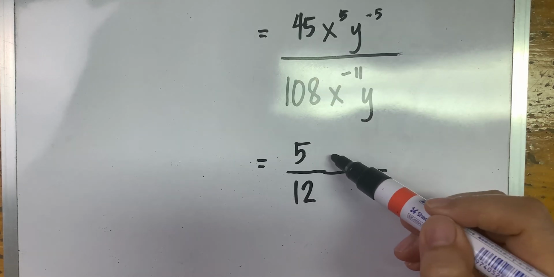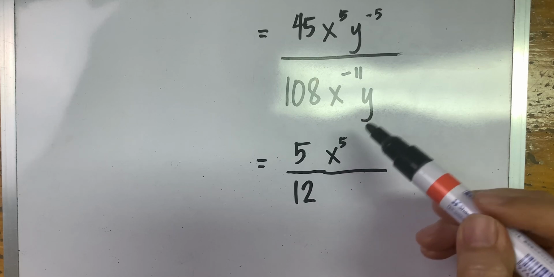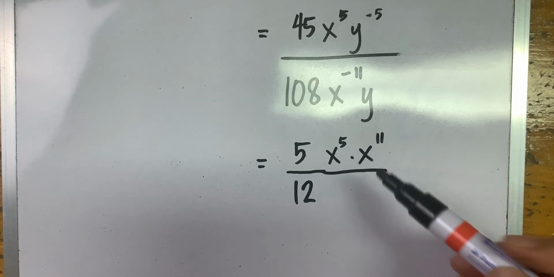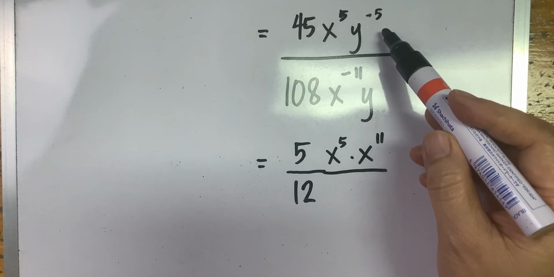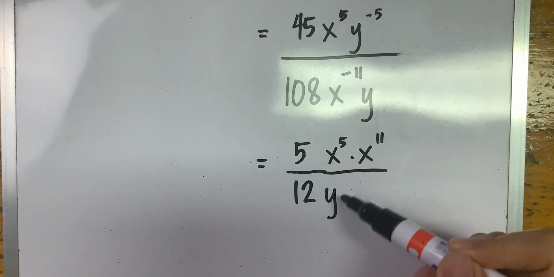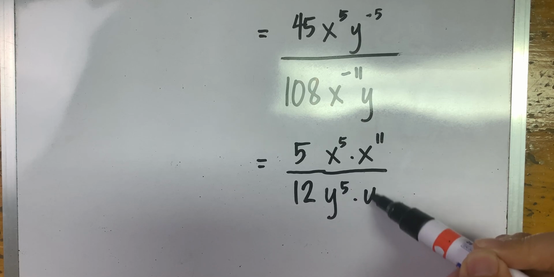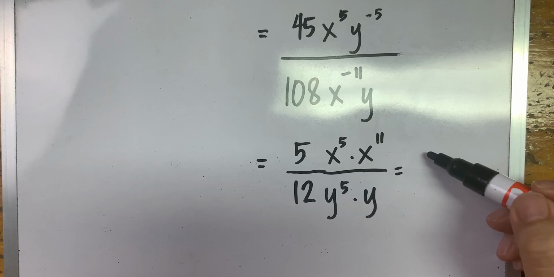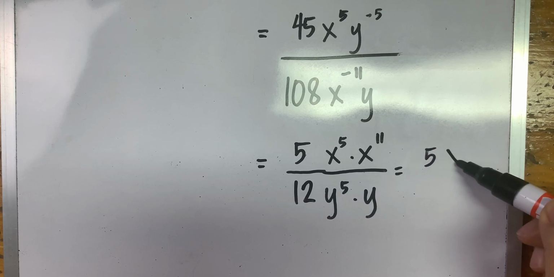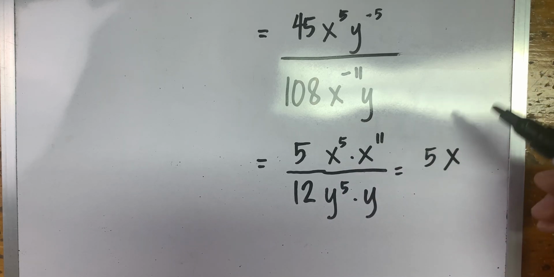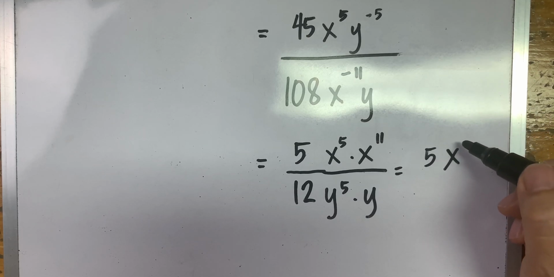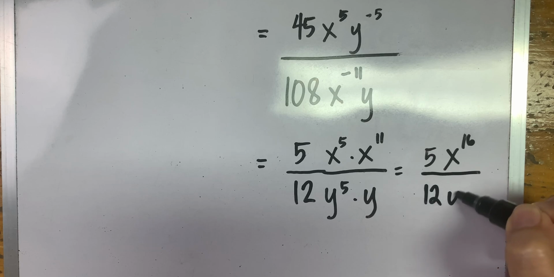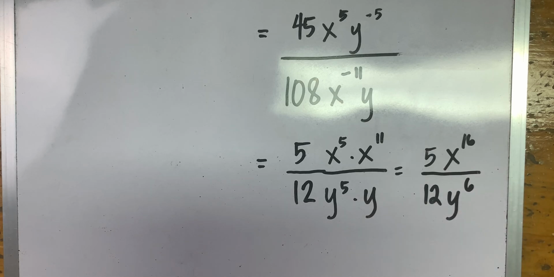So, in this case, we'll write x to the 5th. At yung x dito, iakyat natin. So, x to the 11th. Okay. Yung y dun sa taas ng numerator, ibaba natin dito, y to the 5th times y. Okay. So, ang final answer natin would be 5. Okay, this is multiplication. So, add natin lahat ng exponent. 5 to the 16th. Over 12 y to the 6th power.